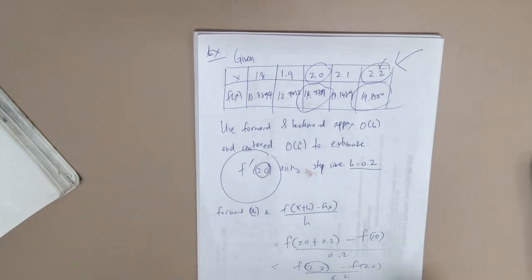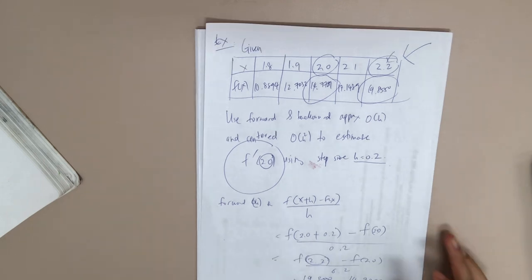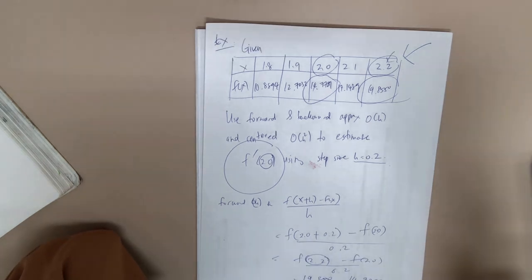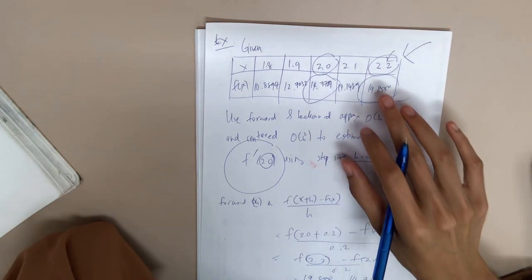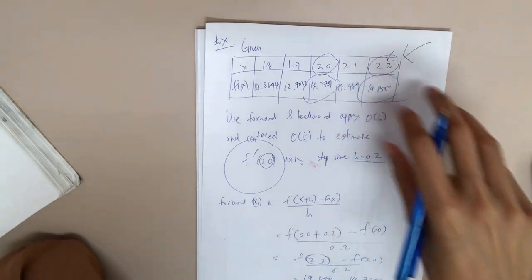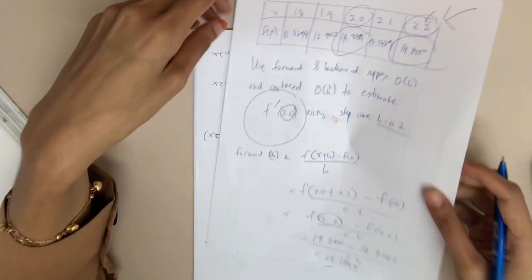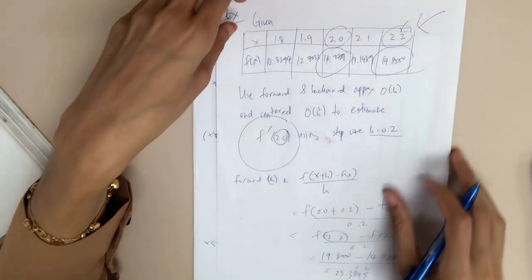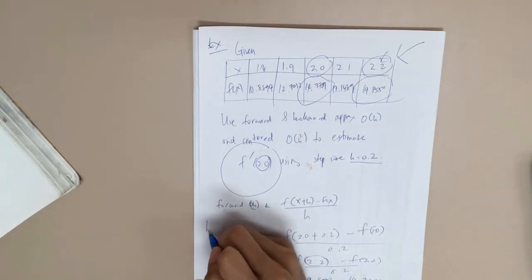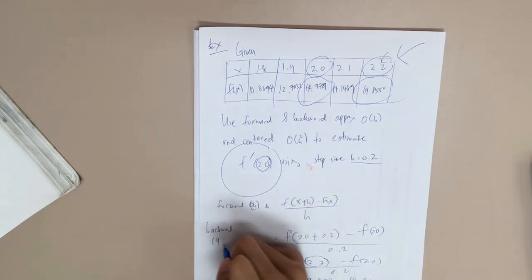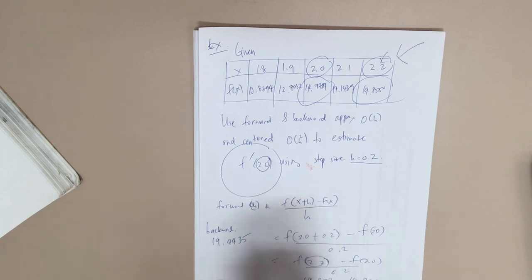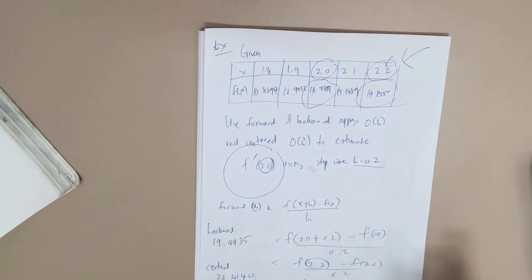Okay, so I think I just stop here. You can try by yourself to get backward and centered. By using this table, you do not need to calculate anymore, you just take all these values. I did it for forward. The answer for backward, you can try by yourself, is 19.4435, and the answer for centered is 22.4140. Okay, you can try by yourself.